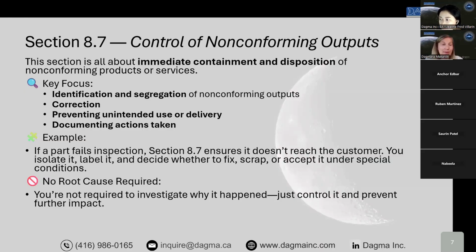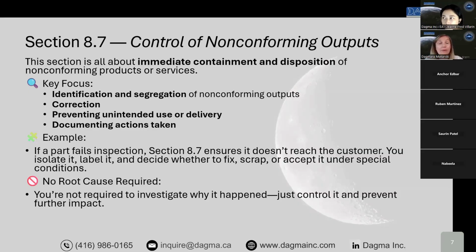An example would be if a part fails inspection, Section 8.7 is going to help us ensure that it doesn't reach the customer. You're going to isolate it, label the part, identify it, and decide whether you're going to fix it, scrap it, accept it under special conditions. There is no root cause that is required under the requirements of Section 8.7. So you're not required to investigate why it happened, just control it and prevent further impact. Can you do it? Yes, you can. And that can lead to Section 10.2.